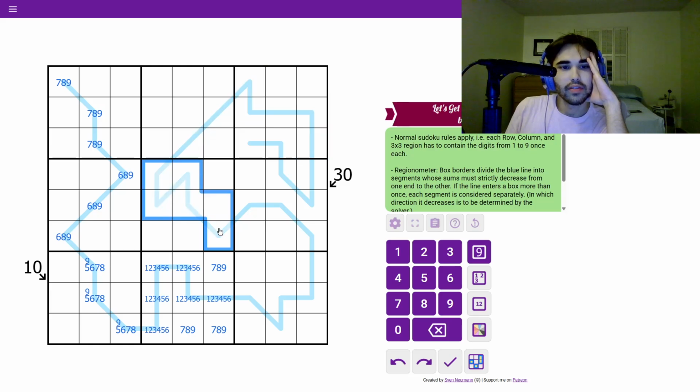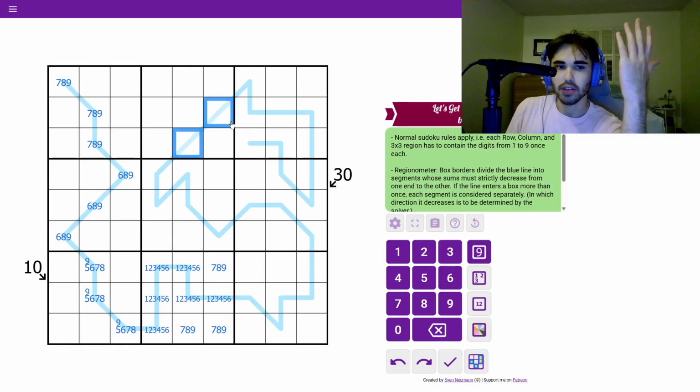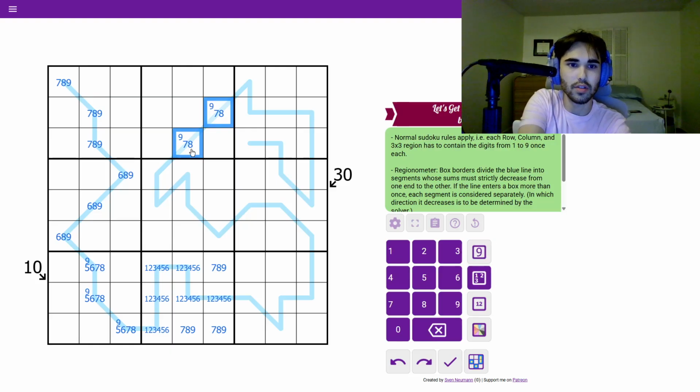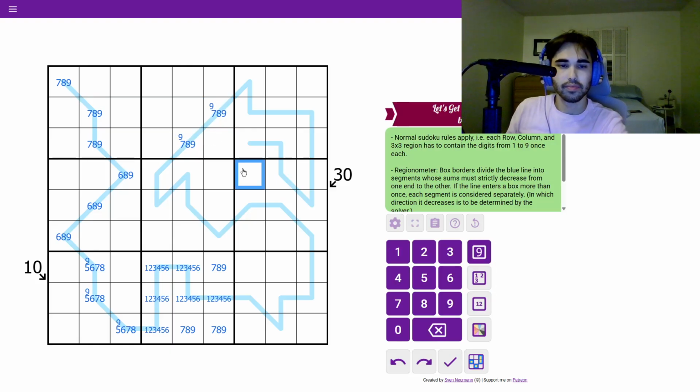15, 16, 17, 18, 19. So wait, 19, 18, 17, 16. This is 16 or 17. Either way, it has a 9. Okay, I should have seen that. And then it's either 7 or 8 with the 9. I don't know which one, though. Maybe I should add 9s in there to not confuse myself. Same here. Add the 9s so I don't confuse myself.